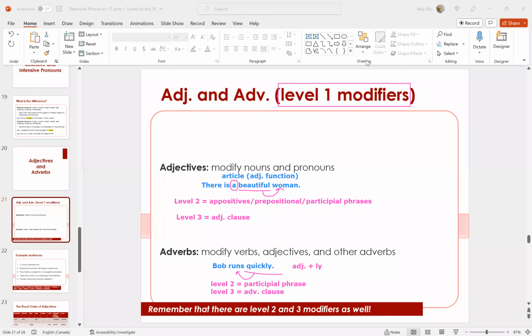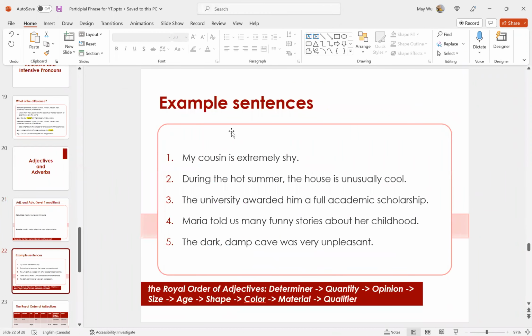So moving on to our example sentences. Let's try and single underline the adjectives and double underline the adverbs. All right. So in the first sentence, my cousin is extremely shy. We know that shy is modifying cousin, but there is actually another adjective function word in this sentence, and that is my. So what is my?